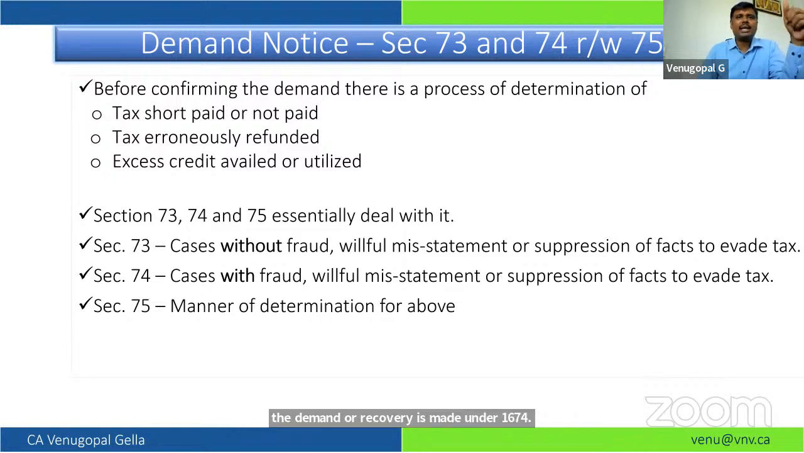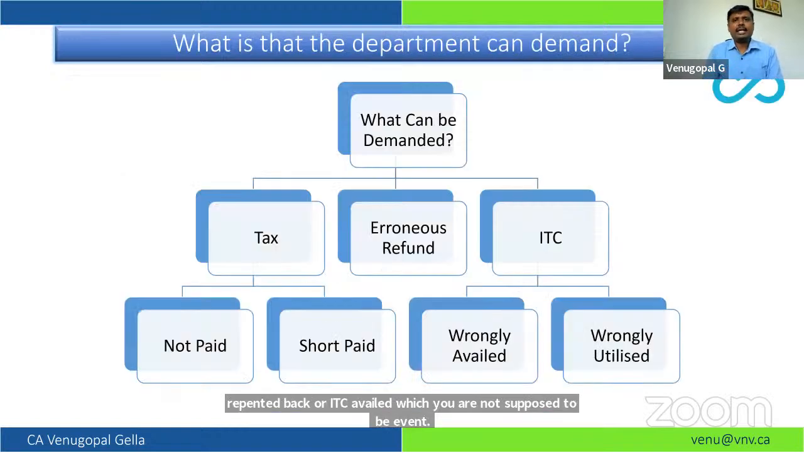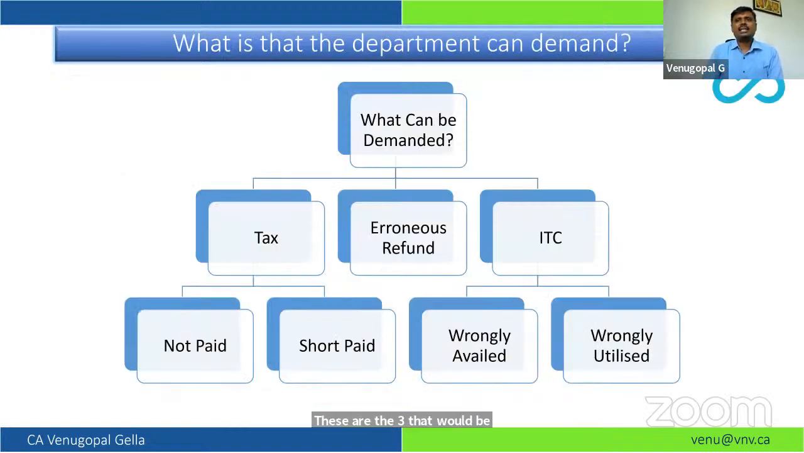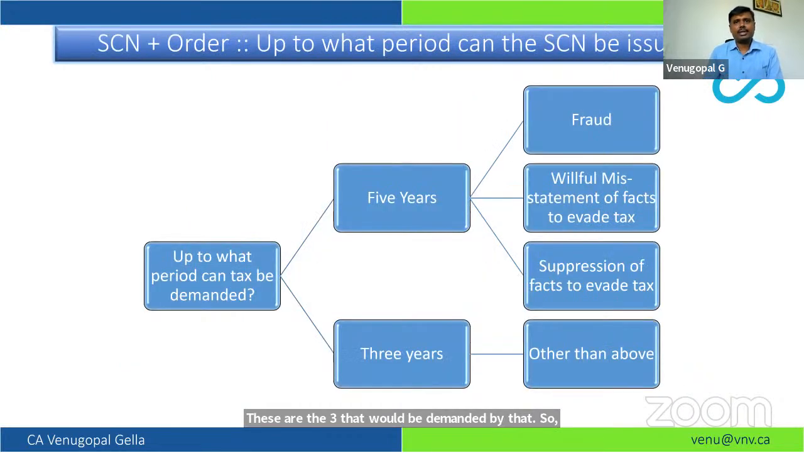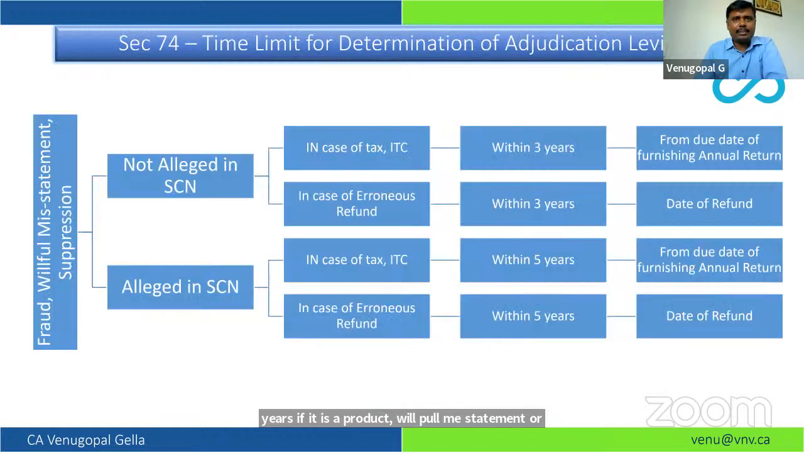What is being demanded? It could be tax short paid or not paid, or tax erroneously refunded, or ITC availed which you were not supposed to avail. These are the three things that would be demanded by the department: tax with interest, the refund paid, or the ITC. Now, what's the time limit? The time limit is 5 years if it is fraud, willful misstatement or suppression; in any other matters, the time limit is 3 years.